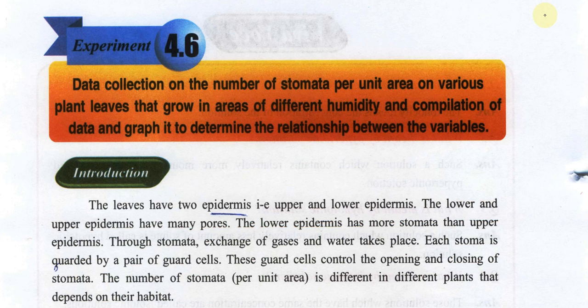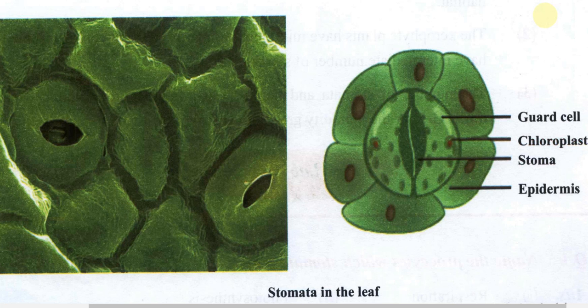Students, first of all we will draw a table of mesophyte, hydrophyte and xerophyte, and we will write the number of stomata that can be seen under the microscope. You can observe the position of stomata on the epidermis of the leaf, and the separate stomata guarded by guard cells.